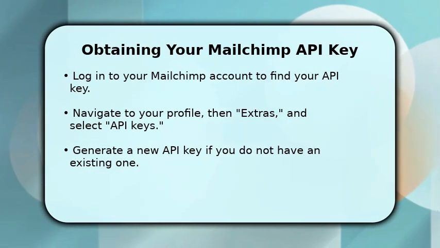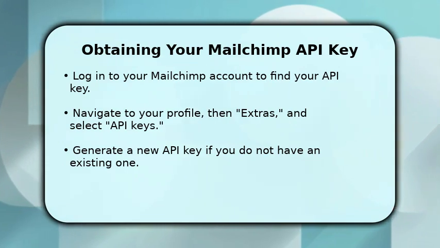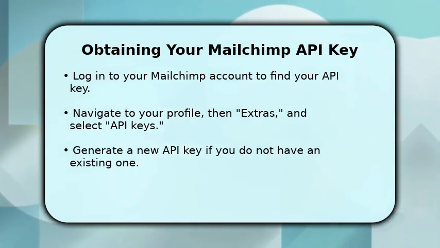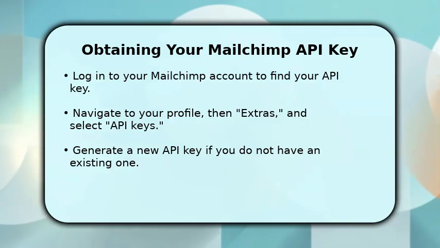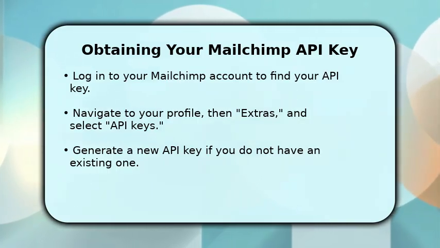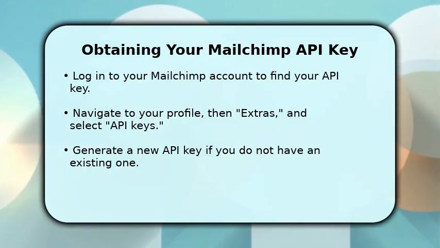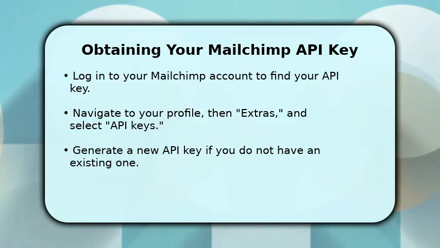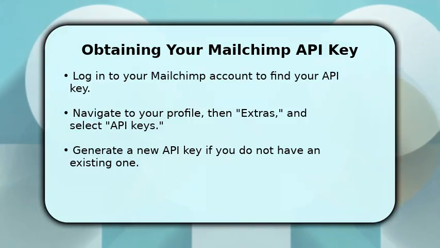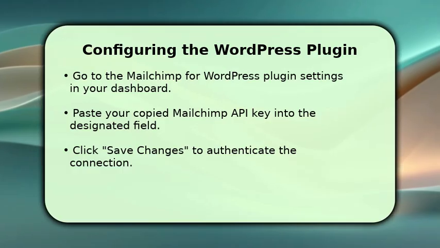Next, you'll need your Mailchimp API key. Log into your Mailchimp account. From your profile icon, go to Account and Billing, then Extras, and select API keys. If you don't have one, click Create a Key. Copy this long string of letters and numbers. This key acts as a secure password, allowing your WordPress site to communicate directly with your Mailchimp account, ensuring a seamless connection.